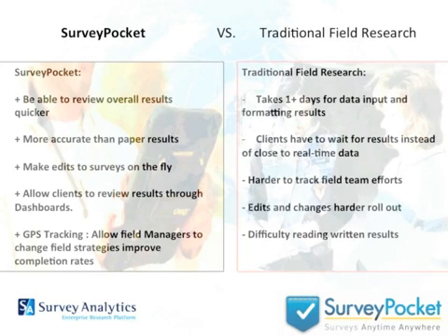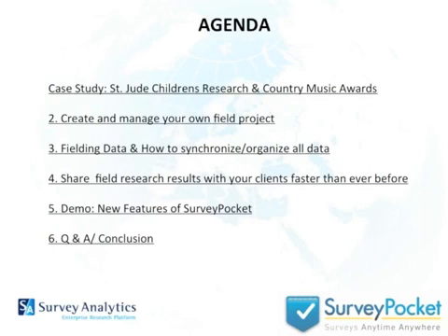You'll also be allowed to show your clients the results while the research is happening, and you can give them specific dashboard accounts or reporting accounts to allow them to log in and see how things are going. In traditional research, you can't really do that. And the last major advantage with SurveyPocket is that you can apply GPS tracking. So this allows field managers to change field strategy to improve your completion rates. And so these are the major advantages of using SurveyPocket. Can we go to the next slide?